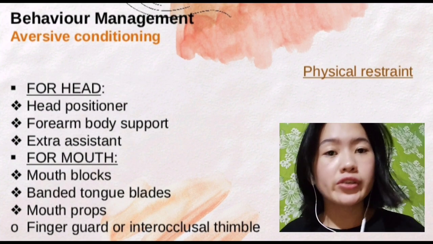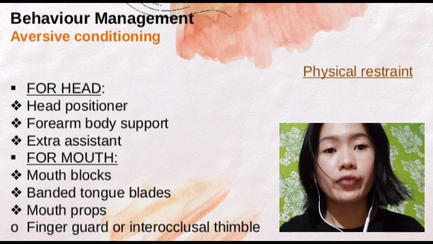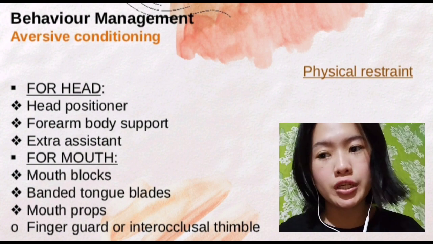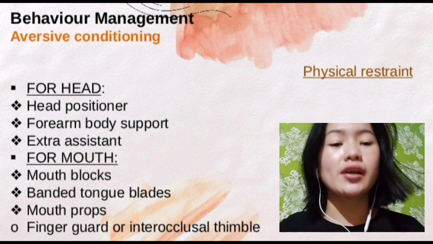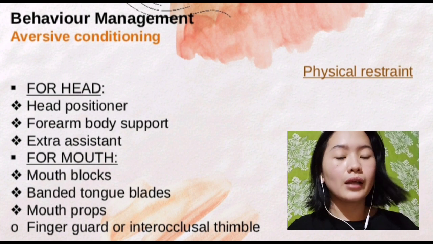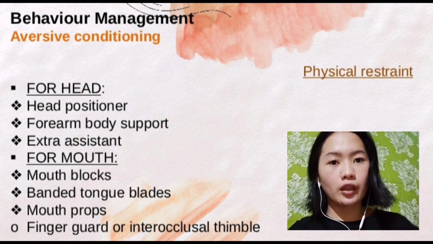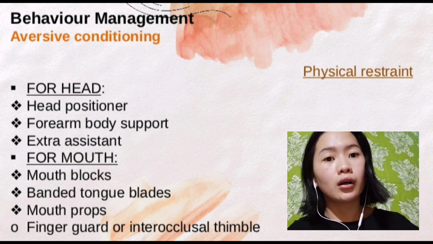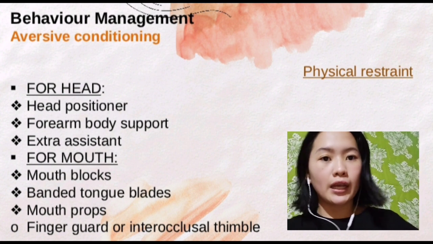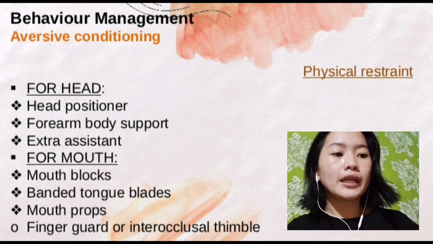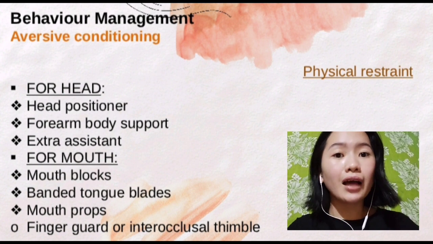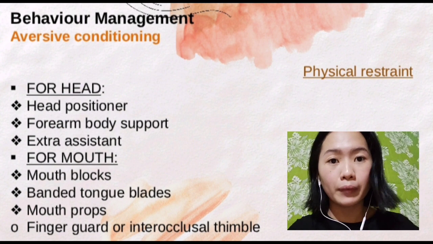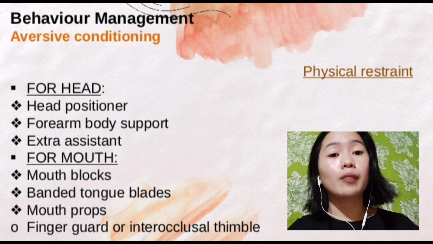So physical restraint is anything that stops you from moving freely. We have examples for the head, such as a head positioner, and for body support, extra assistance that helps caregivers in patient positioning and provides a reminder to a patient to call for assistance before exiting a chair or bed. Next, we have mouth blocks. A dental block is a colloquial term for anesthetizing, or numbing, the area of the mouth before a dental procedure.